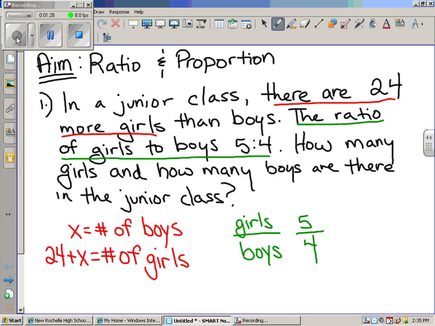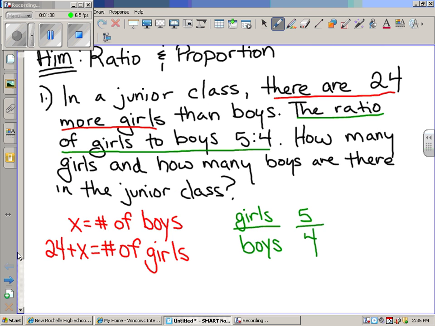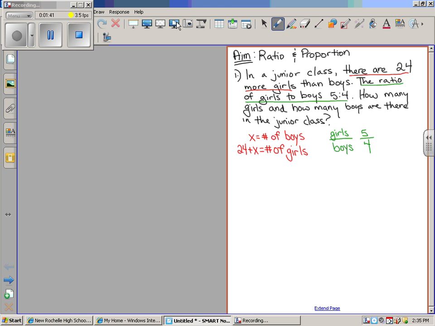Okay? So how can we take all this information and put it together? Yeah, we're going to put an equal sign. We're going to put it all together now. Girls over boys, G over B, right? 5 over 4 equals, now girls is 24 plus x, and boys is just x. Now it's an equal sign in between, so what do we do? Everybody's favorite, cross multiply.